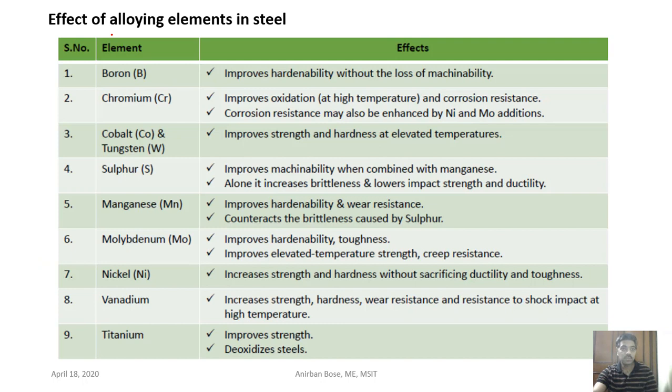Now, what are the effects of other alloying elements like boron? So you can see that boron improves the hardenability without loss of machinability. Okay, so this is a very important thing that you have to remember. Here you can see sulfur. Adding sulfur improves machinability. Okay.